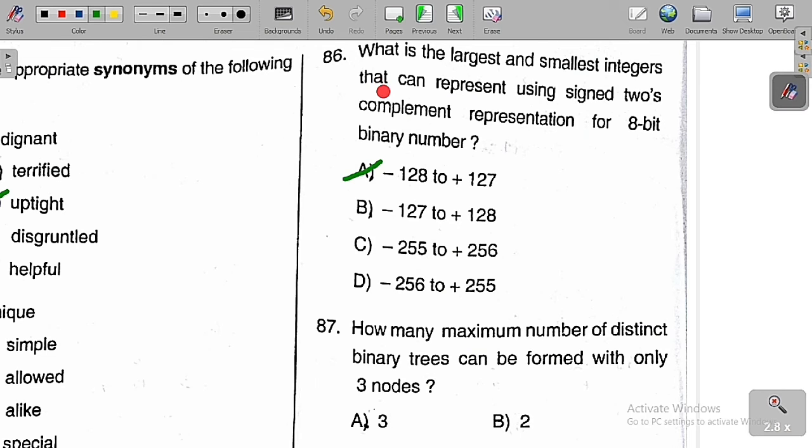Now we are going to solve another question. See the question here: what are the largest and the smallest integers that can be represented using the signed 2's complement representation for an 8-bit binary number? This question is basically about 2's complement with n bits, here 8 bits, and the range of numbers which we can represent. Of the four options, option A, minus 128 to plus 127, is the correct solution. So let's solve this numerical.